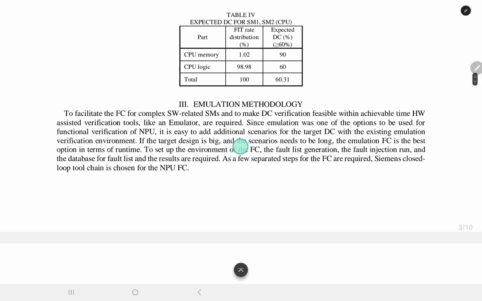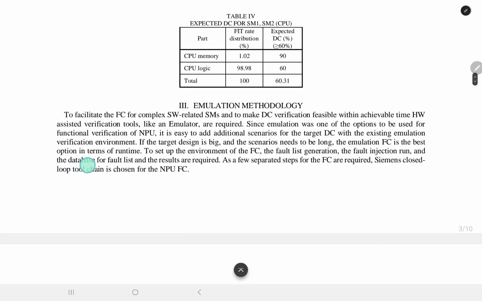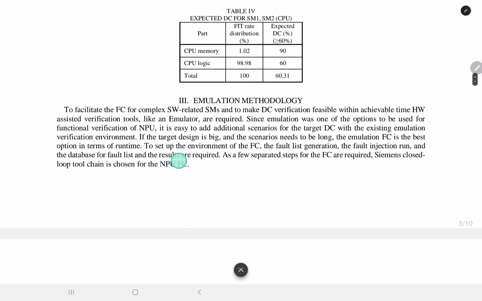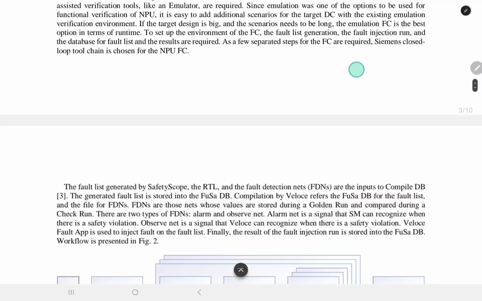To set up the environment of the fault campaign, the fault list generation, a fault injection run, and the database for the fault list and the result are required. A few separated steps for a fault campaign are required. Siemens closed loop tool chain is chosen for NPU FC.